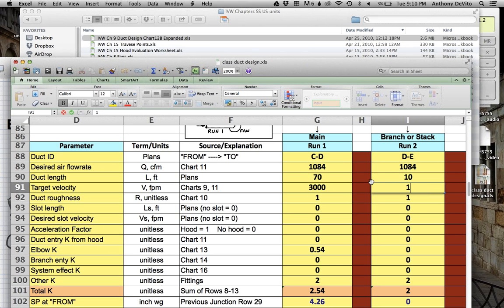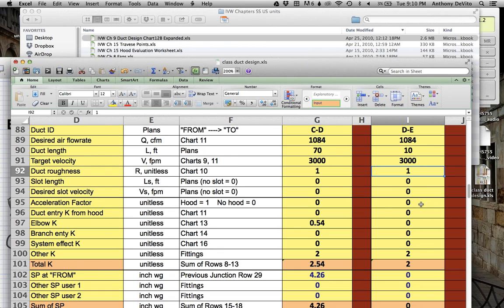Okay, so at any rate, the duct length is 10 feet. It could be more if we had to go a bigger distance to make it higher. Our target velocity, what's our target velocity? I'm going to say it's still 3,000 feet per minute. Okay, what's our duct roughness? Galvanized iron still, so it's going to be 1, no slot.